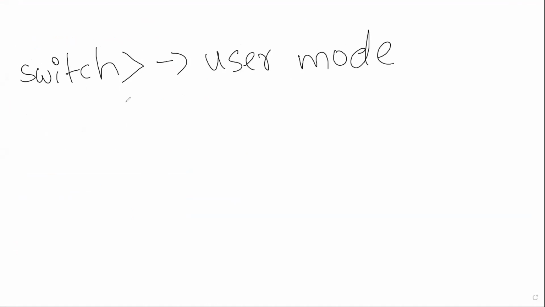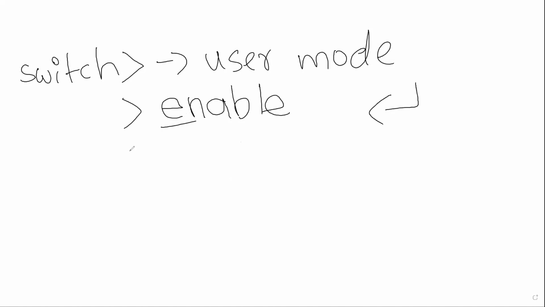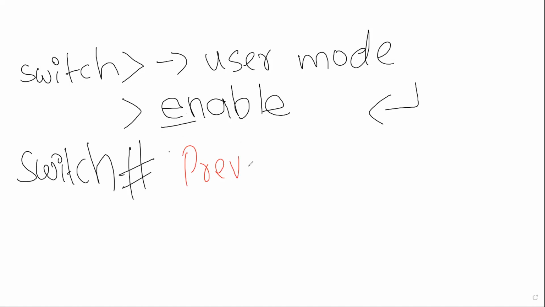Okay. Then from here, you need to type EN or enable. EN is the shortcut for enable. If you do not know the complete command, you can put the question mark to see the remaining command. Then you need to press enter. Then you will get Switch with a hash. This mode is called privilege mode.